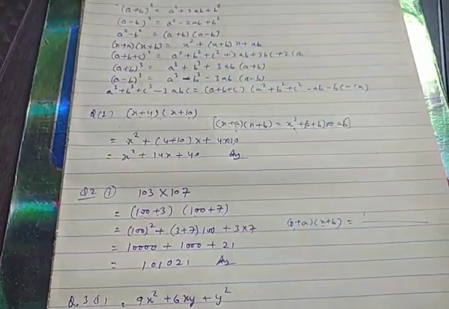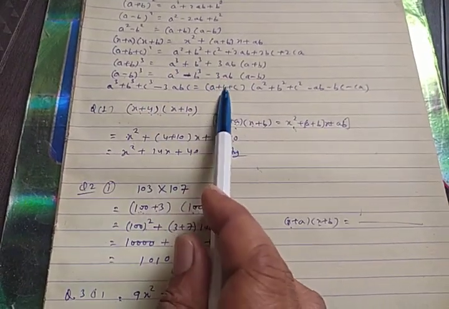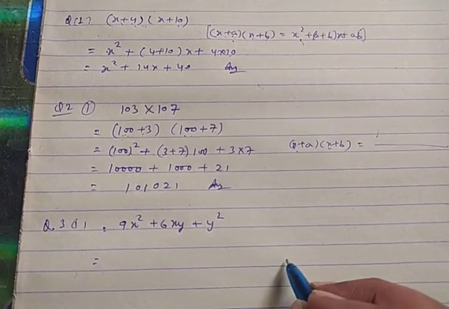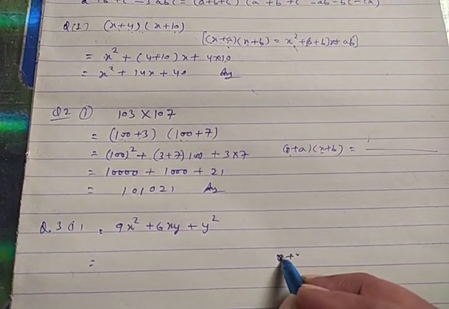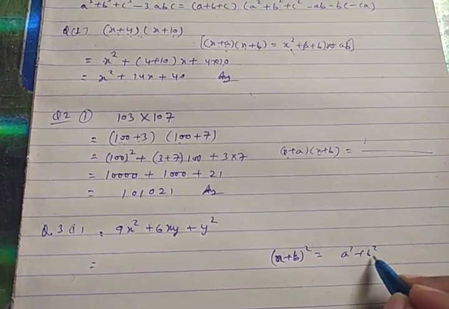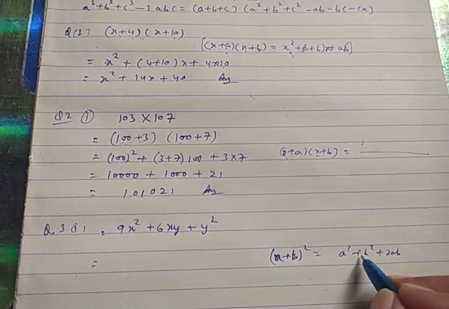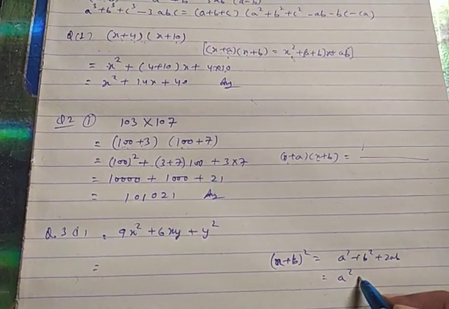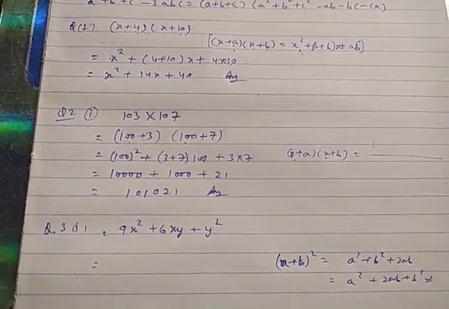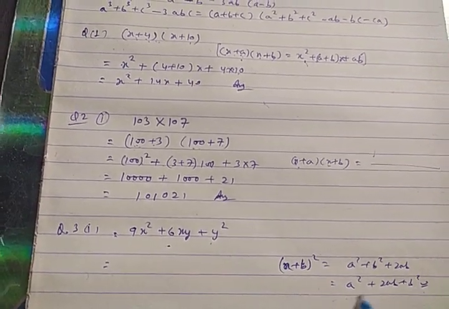I told you just before that identities can be used in any manner, whether from left to right or right to left. Then you observe the identity to be used here is (x plus y) or (a plus b) whole square is equal to a square plus b square plus 2ab, where 2ab is the middle term. I have written it wrongly here. It would be a square plus 2ab plus b square. This is correct.